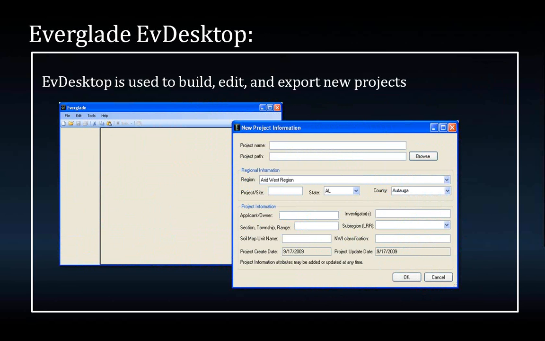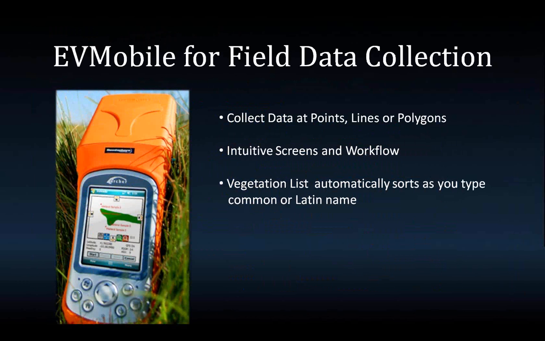Everglade EvDesktop is used to build, edit, and export new projects. You can see there's just one screen that you fill out with the project name, the project path. This is where your information is saved. You choose the region that you're working in, the project site, the associated state and county, and the applicant and owner information, as well as some additional information regarding the project.